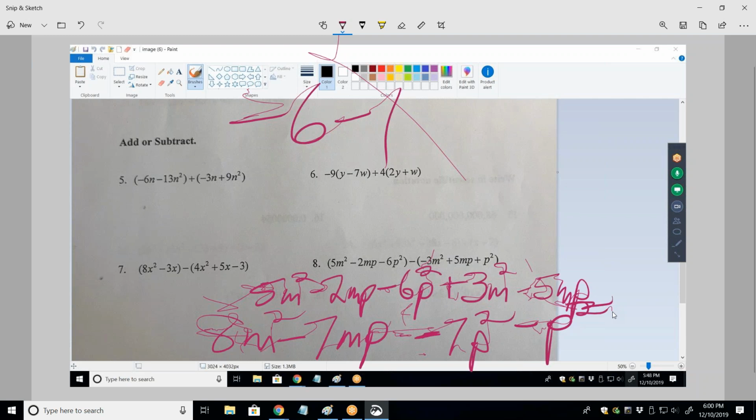And let's see, that takes care of that, takes care of that, takes care of that, takes care of that, takes care of that, and takes care of that. That's it. That's all we had, huh? Mm-hmm. So that's our answer.